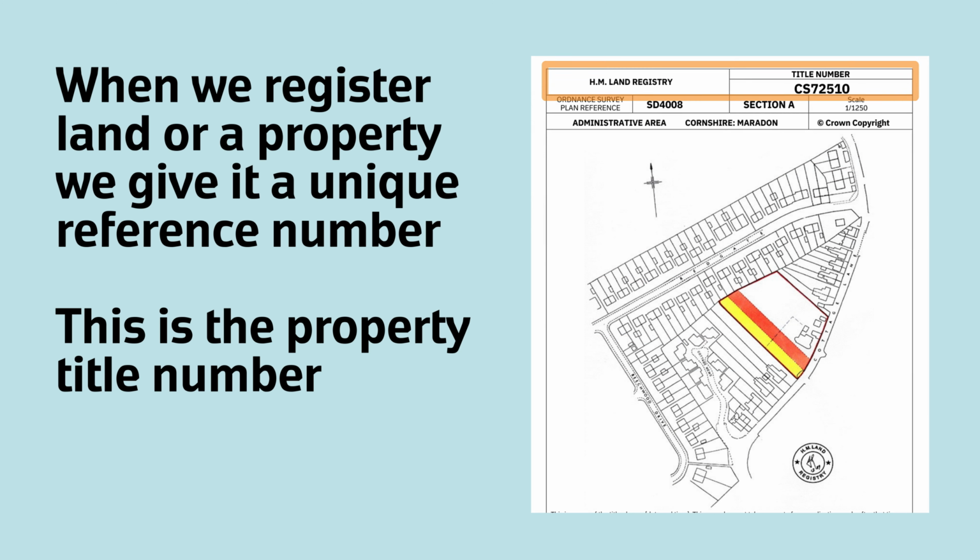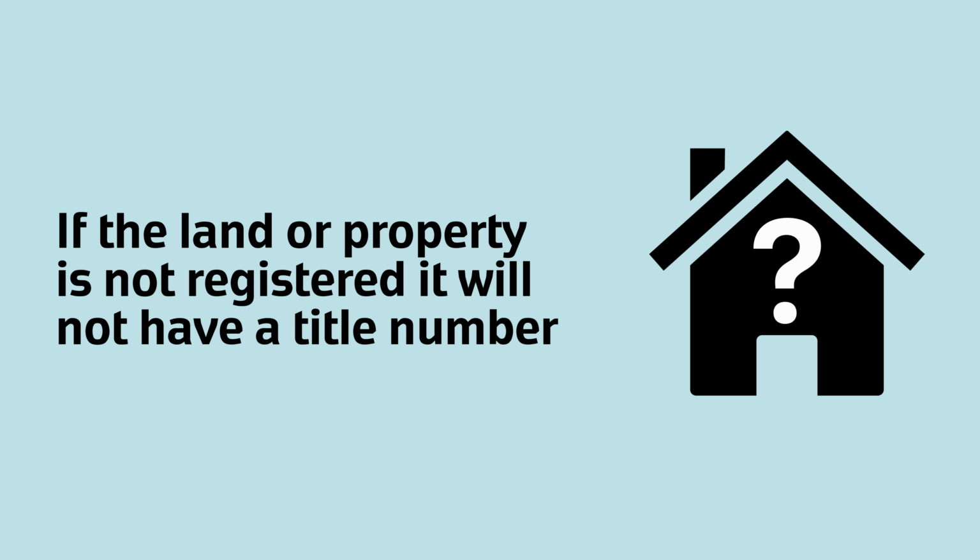When we register property, we give it a unique HM Land Registry reference number. This is the property title number, and it's shown at the top of the first page of the title register and also on the title plan. If the land or property is not registered, it will not have a title number. But if it is registered with us, you'll find the property title number at the top of the title register or plan.